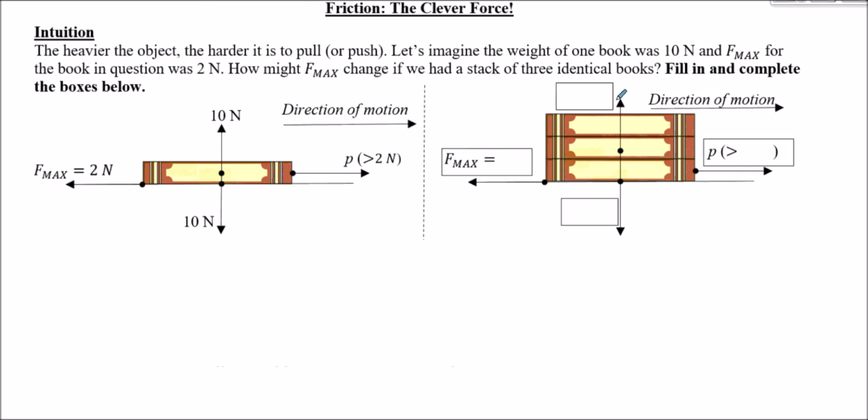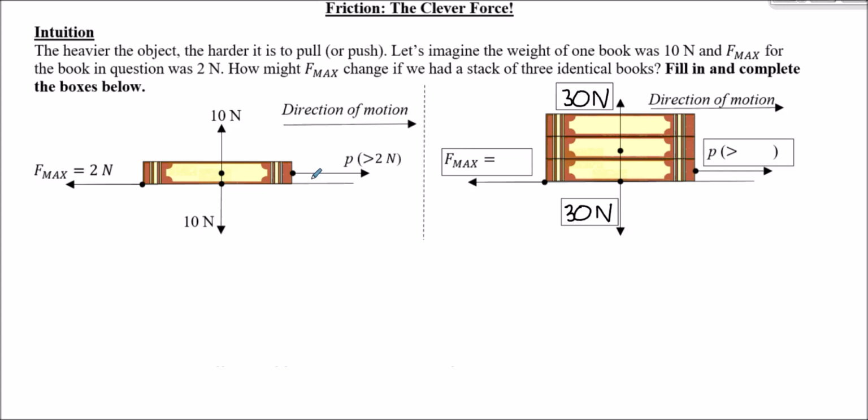So if we have 3 books, then the weight will be 3 times 10, so it'll be 30 newtons acting down. Therefore the normal reaction acting up will be 30 newtons to counteract that. Now, like I say here, the heavier the object, the harder it is to pull along. So here, this stack of 3 books will be 3 times heavier than just 1 book.